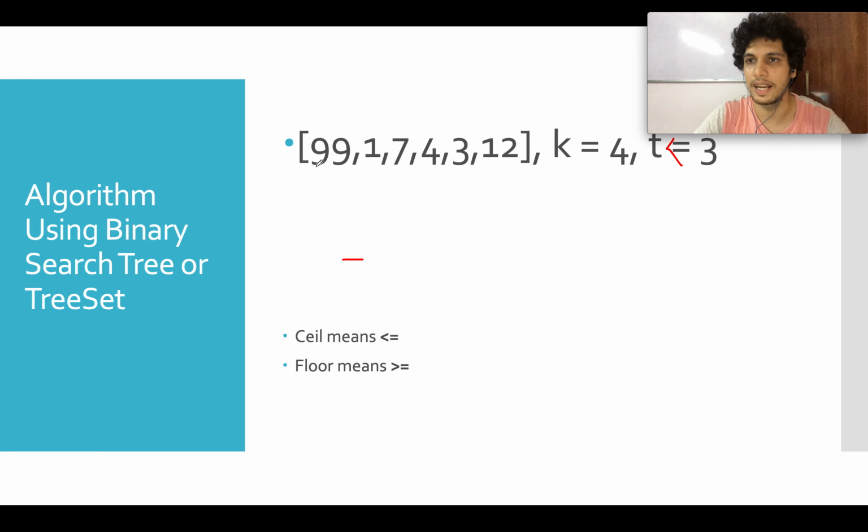So you maintain a sliding window of size k, and with respect to the current element, you search for the immediate higher one and the immediate lower one, and you find the differences: higher minus current, current minus lower. If that difference is equal to or less than t, you have found your answer. Let me just iterate once so that you get the complete understanding of what I'm trying to say.